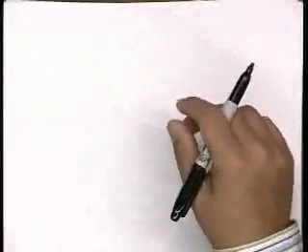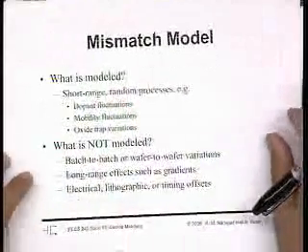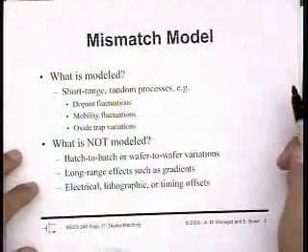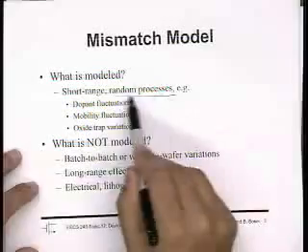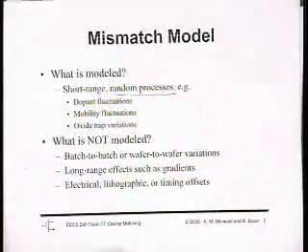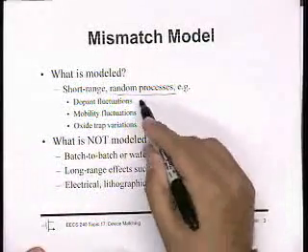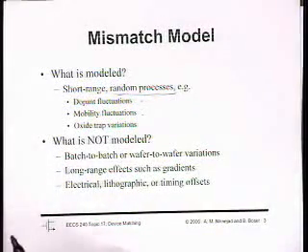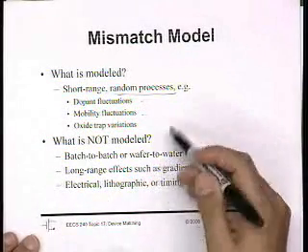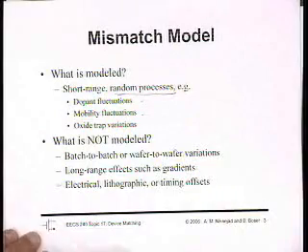So in the model that we're going to discuss, the mismatch model, again, it's going to be short-range effects due to random processes, not due to systematic problems. And so things like dopant fluctuations, mobility fluctuation, oxide trap variations, these are things that are going to come into play and change the properties of our transistor. We're not going to try to deal with these other systematic long-range variations.